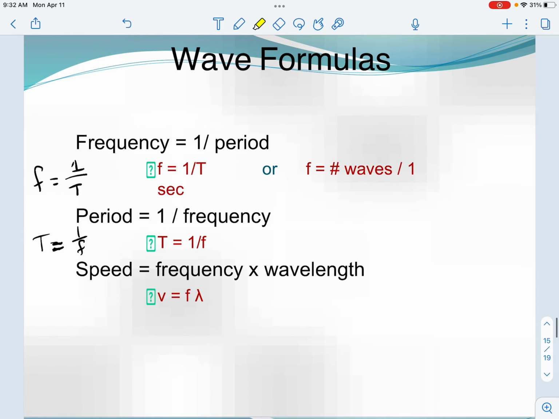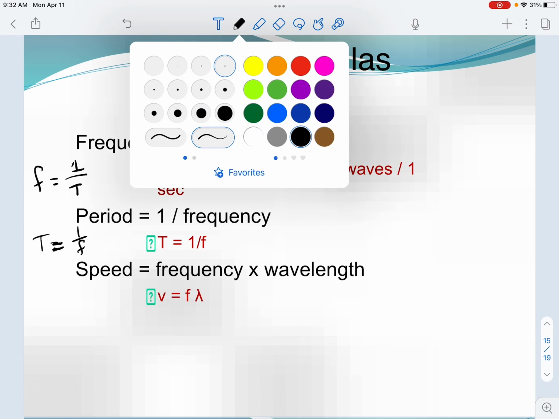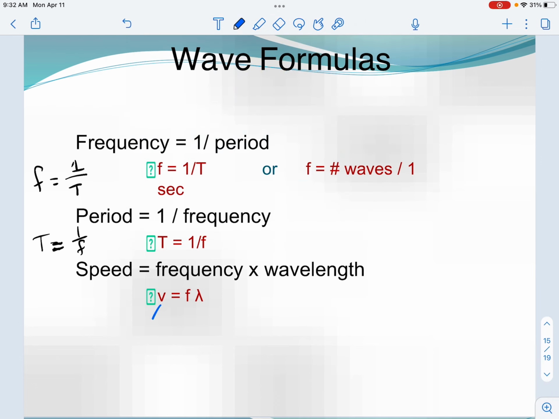So here we have some equations. Frequency is 1 over T. So for my math brain people, here's how you can know period and frequency are inversely related. And then we have down here at the bottom, v is equal to f lambda. Let's just go over that really quickly.